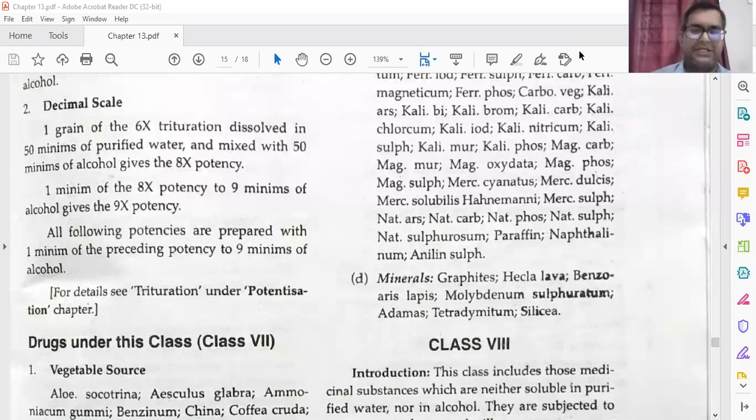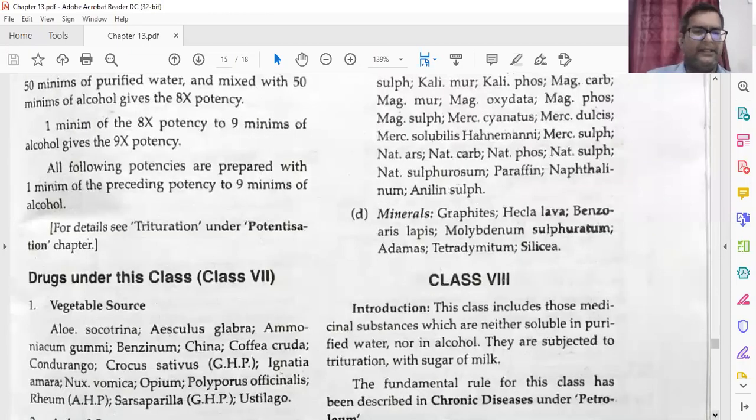Okay, each class's drug strength you need to remember. One minim of the 8th class potency to 9 minims of the alcohol gives the 9 potency. All following potencies are prepared with 1 minim of the preceding potency to 9 minims of the alcohol. About detail, again we will study here. It is written in the potentization chapter. I will explain there.